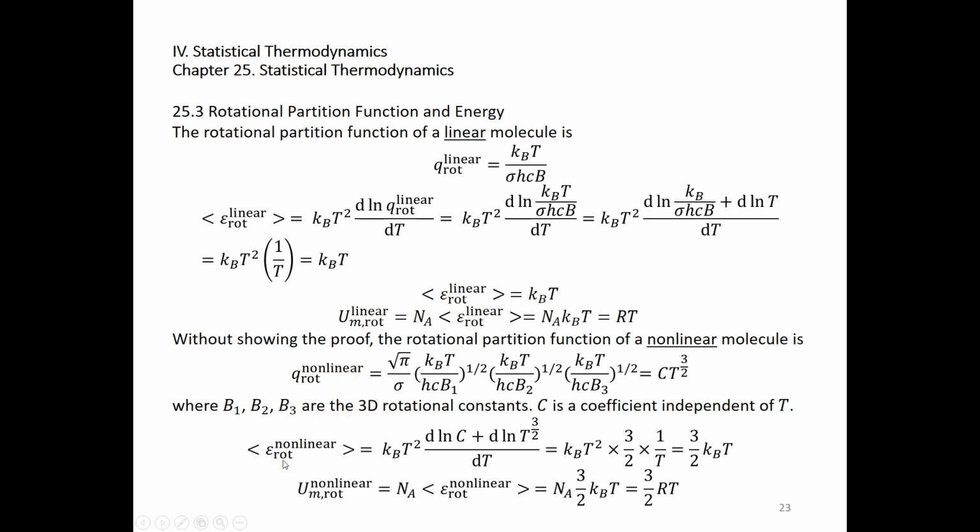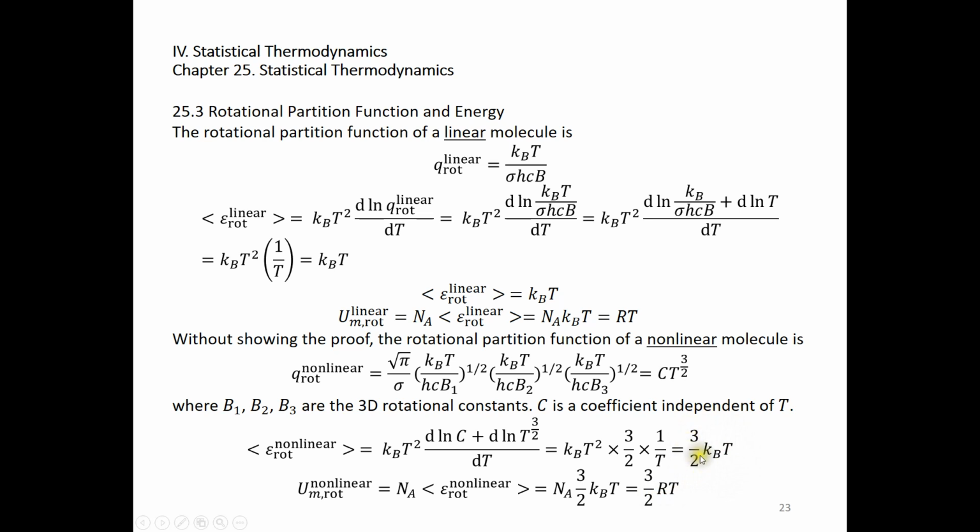Now let's look at the average rotational energy of a nonlinear molecule. Again, we just need to do this kBT squared d ln q over dT. ln q is ln C, the constant, plus the logarithm of T to the power 1.5. And ln C does not depend on T. Over here we have 1.5 times d ln T over dT, which is 1 over T. Now the result is 1.5 kBT. The molar rotational energy is 1.5 RT, because kB times the Avogadro constant is R.